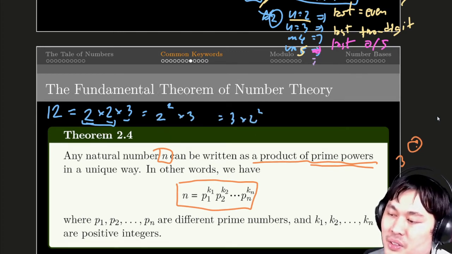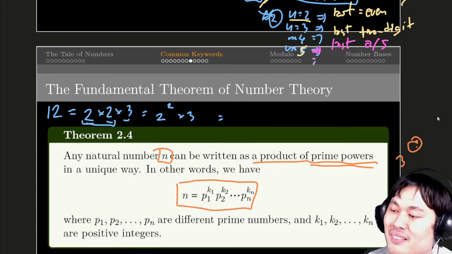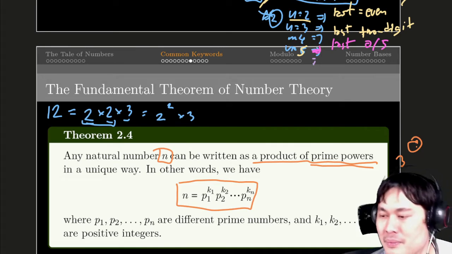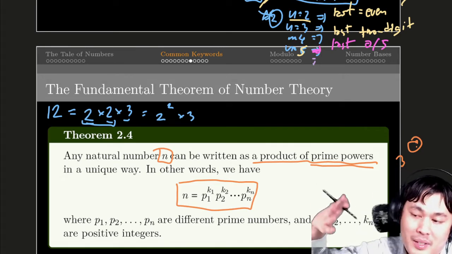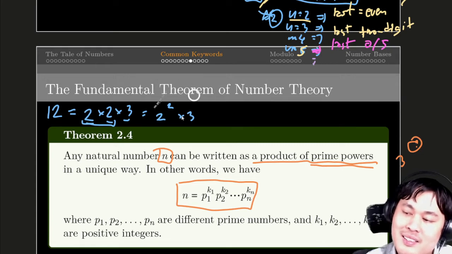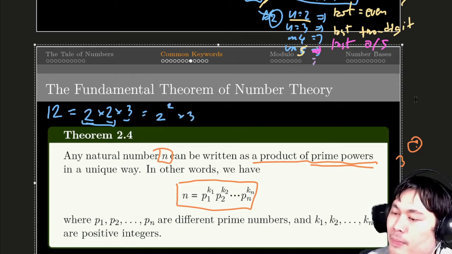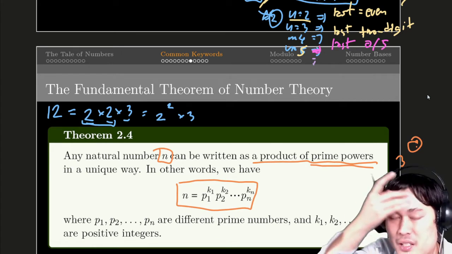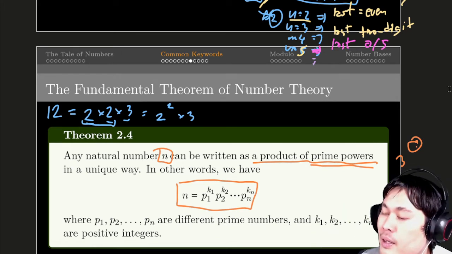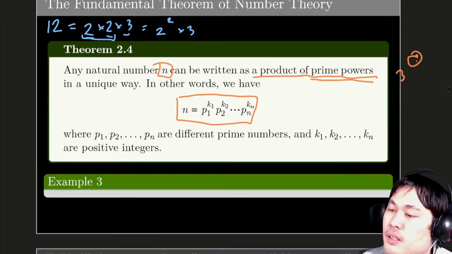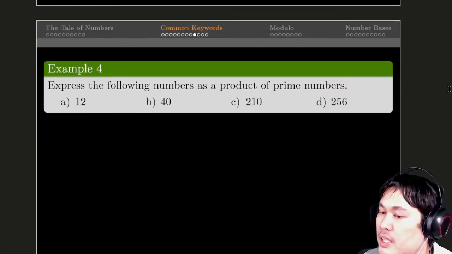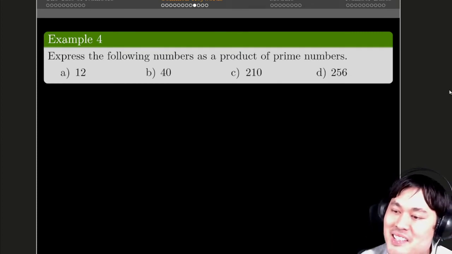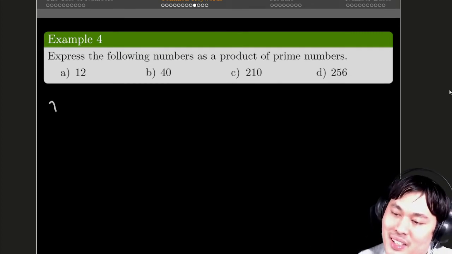Unless you swap the order, but it's required that if you arrange them from, let's say, smallest to largest, it's unique. And once we have this unique representation, then you can define things, and things would be simpler sometimes. For example, you see the number in the example.